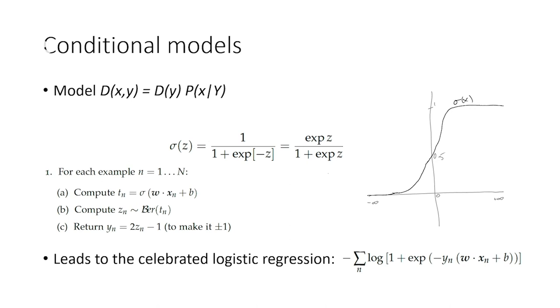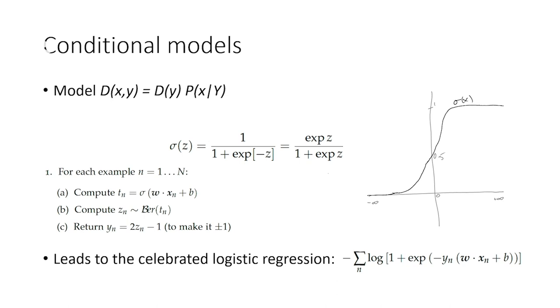So in extreme values, it's going to be deterministic, and when things are around zero, it's going to be roughly half, and then you return yn to be plus or minus one. So this is a generative model, right? You need to have here w and b. And that's it. If I have W and B, I can generate data.